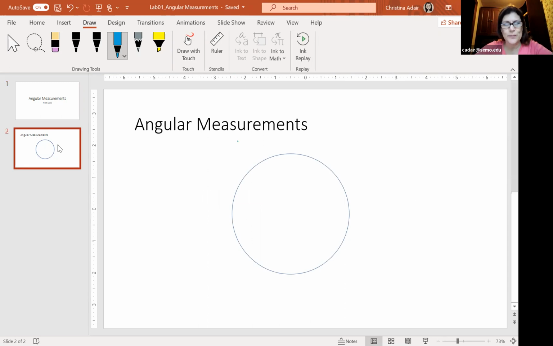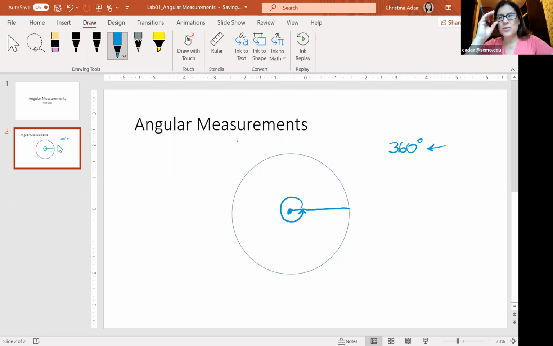So here is a circle. Our circle is 360 degrees, if you remember that. Here's our center, here's the radius, and if we go all the way around, there's 360 degrees. We can break that up even further, kind of like we did with scientific notation when we talked about the metric system and dividing things smaller.